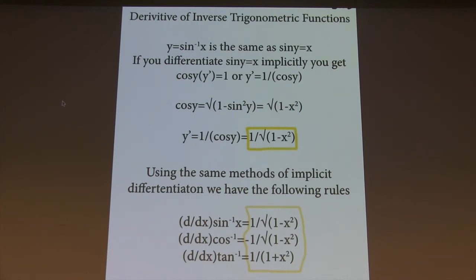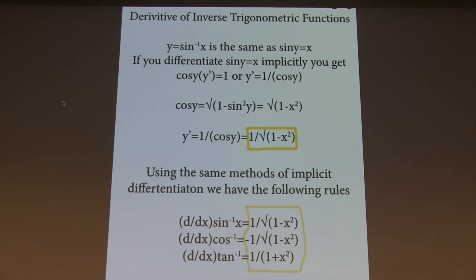divided by cosine y. From here, we see that cosine y equals the square root of 1 minus sine squared y, and that is the same as the square root of 1 minus x squared, because earlier, sine y equaled x. From here, y prime equals 1 divided by cosine y, or 1 divided by the square root of 1 minus x squared. 1 divided by the square root of 1 minus x squared is the derivative of arcsine x.